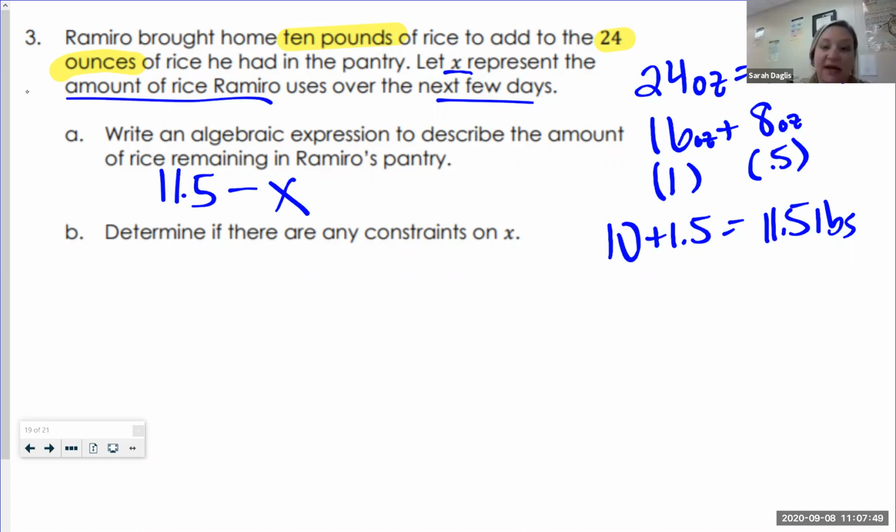Determine if there are any constraints on X, meaning is there anything that's not allowed with using the rice? Well, let's think about it. If I'm going to take away rice, I've got to take away something. So we know that my amount of rice is going to have to be bigger than 0 in order for me to take it away. It could equal 0 because there might be a day that I don't use any, right? What else? Well, I also can't use more rice than what I have. So X has to be less than or equal to the total amount that we have.